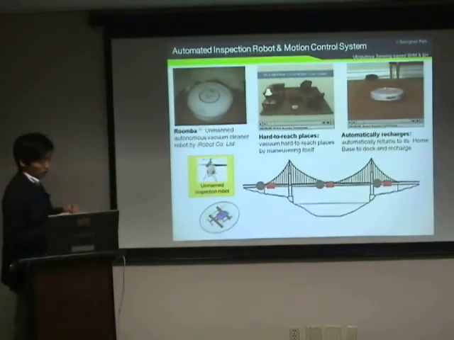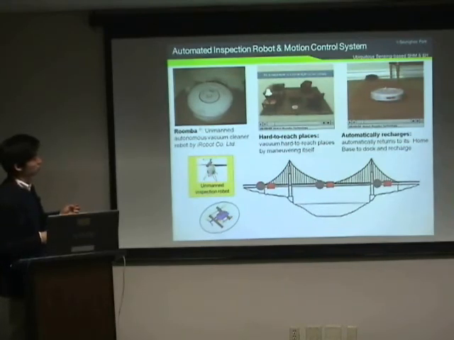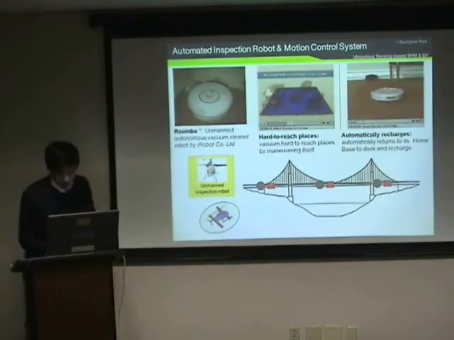Okay. From now on, I'm going to introduce my future research plan. Actually, I want to develop an automated inspection robot and motion control system that can be applied to bridge structures, as you can see here. What you see here is the Roomba. Roomba is a robot cleaner. We can use the Roomba robot system at home, an unmanned autonomous vacuum cleaner robot. Roomba can clean even hard-to-reach places by itself. Also, whenever its batteries run out, Roomba can automatically return to its home base to dock and recharge its battery, as you can see here.